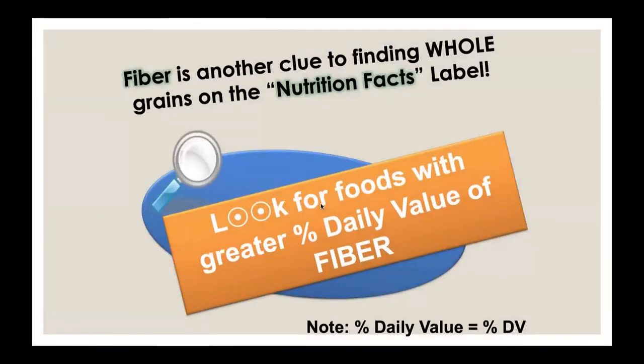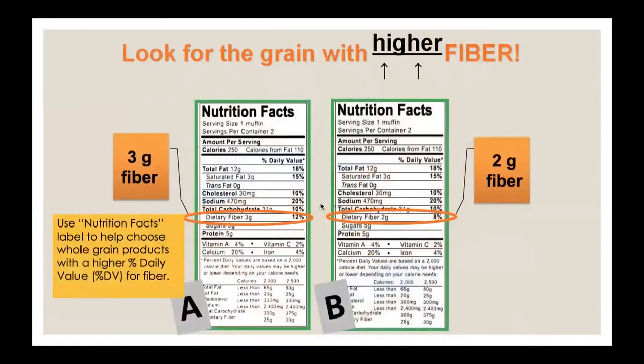It is important to know that fiber is another clue to finding whole grain on the nutrition facts label. Here you can see an example: dietary fiber is 3 grams in one and 2 grams in the other, so you can choose the one which has more fiber. You can also look at the percent daily value: 5% or less is low in that nutrient, 10% is moderate, and 20% or more is an excellent source of that nutrient. Here, dietary fiber is 12%, which is a moderate source of fiber.